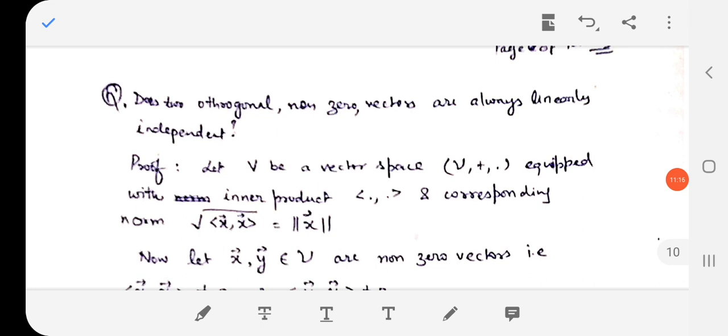Now another question that arises is whether any two orthogonal vectors are linearly independent or not. That comes out to be linearly independent, and for whatever inner product you choose, they come out to be linearly independent. Let's try to see how it goes.